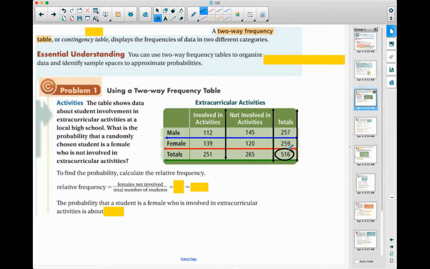To find the probability, calculate the relative frequency. The relative frequency is going to be females not involved over the total number of students. My total number of students is 516, and females that are not involved is 120. So I'm looking for that number over that number, just by looking at that data. That's going to come out to about 23.3% for that probability. That's all there is to it: use that table to help find what you're looking for.